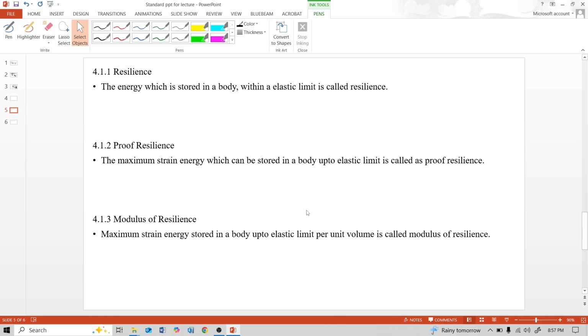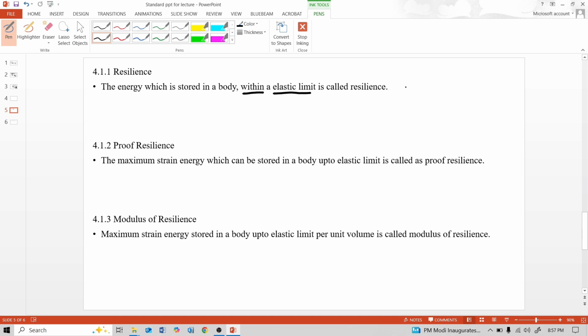Resilience is nothing but the energy which is stored in a body within elastic limit. This word "within" is important, and "elastic limit" is important in this resilience definition. For that explanation, we will see the stress versus strain graph for mild steel. I had explained this graph in our chapter 1, stress and strains. We will see this again.